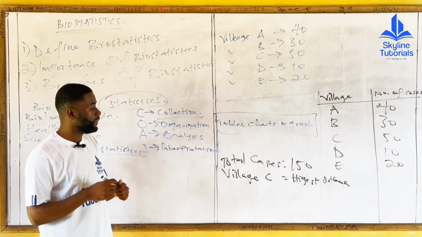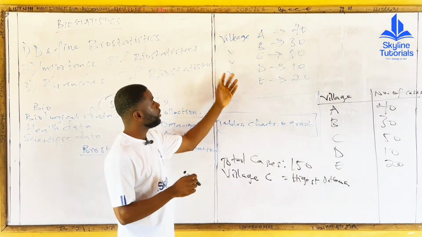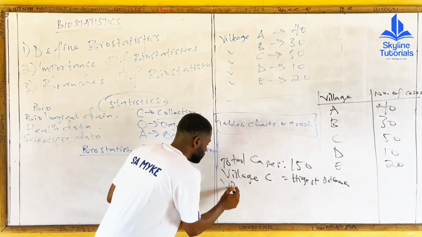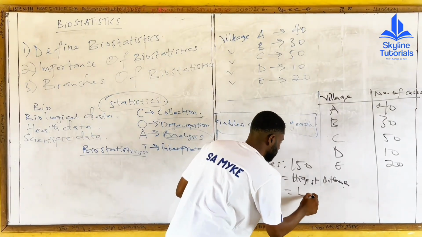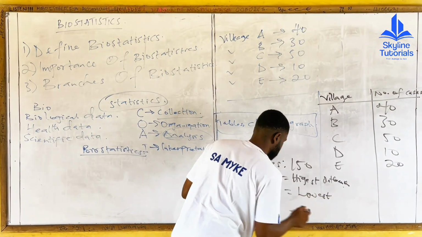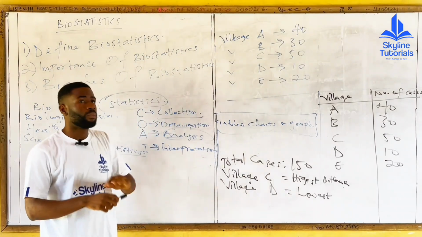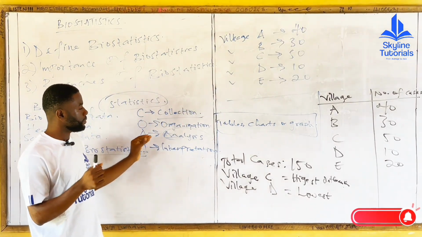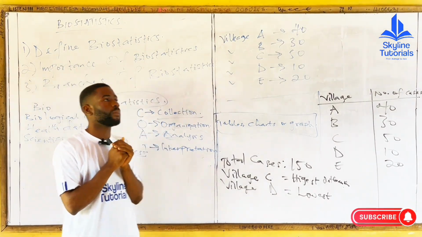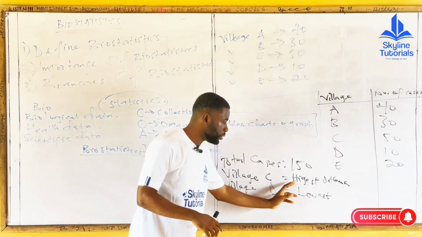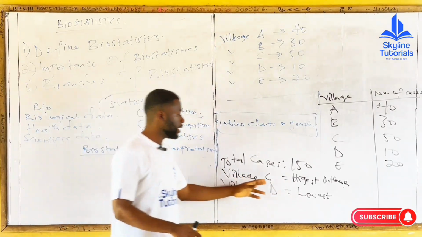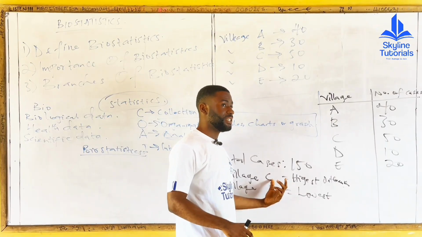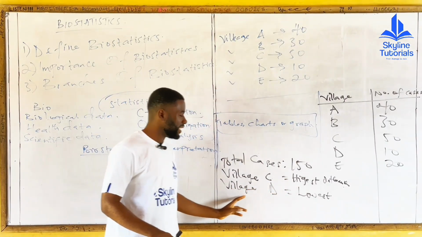Let's look at the village that had the lowest outbreak. Okay, this is village D, which is the lowest. So, using statistical methods still, we can deduce from this information that the highest recording of the malaria outbreak was village C, and then the lowest is village D.